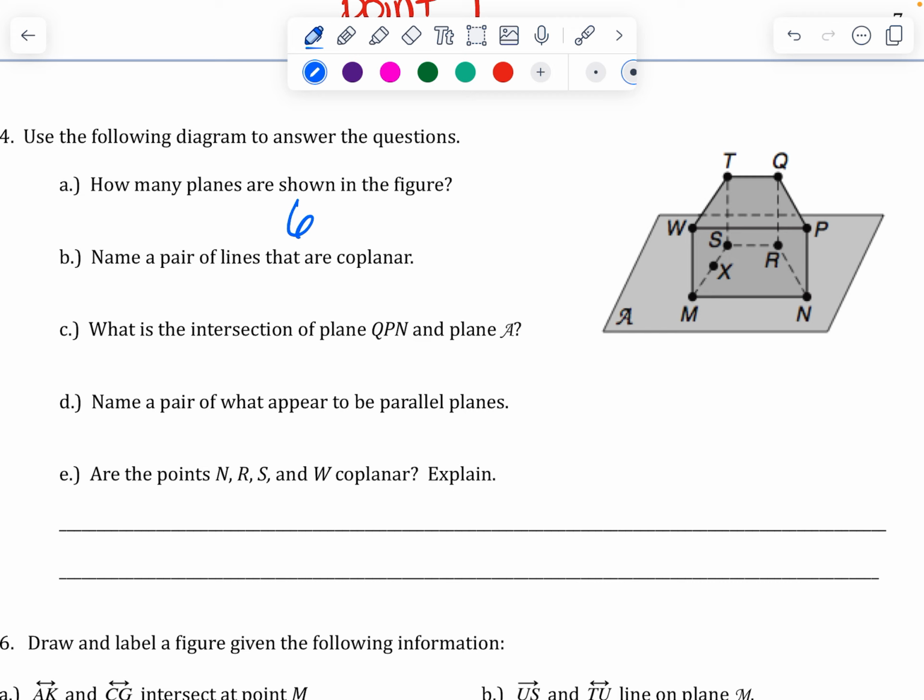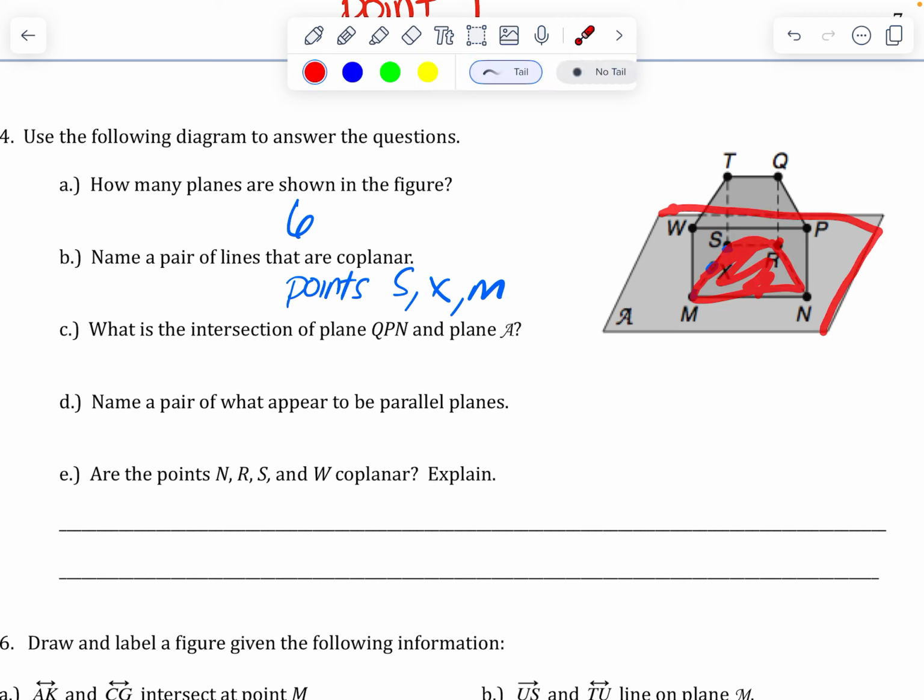Name 3 collinear points. So collinear are any of the points that are on the same line. And you could pick any 3, like S, X, and M. They're on the bottom there. Points S, X, and M, sorry. They were supposed to be on the same plane. So they're all on that bottom plane. I'm looking at either this one here or this one here.